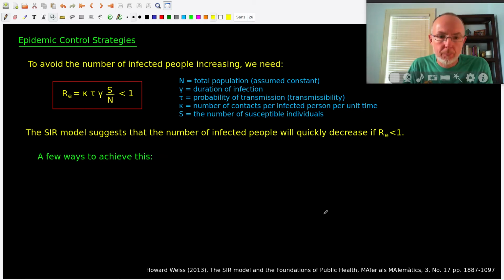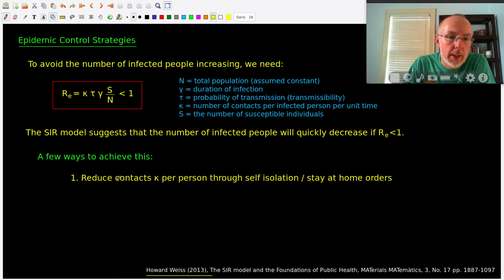How would we do that? I'm relying here on an article by Howard Weiss that appeared in 2013. I've adapted some of his suggestions. And his first suggestion is to reduce the number of contacts. Literally, we're going to go through this expression here, and we're going to talk about how we can make it less than 1. Well, one way to do it is reduce the value of kappa. Kappa is the number of contacts that each person has on a given day, and one way to reduce that is through self-isolation and stay-at-home orders, right?